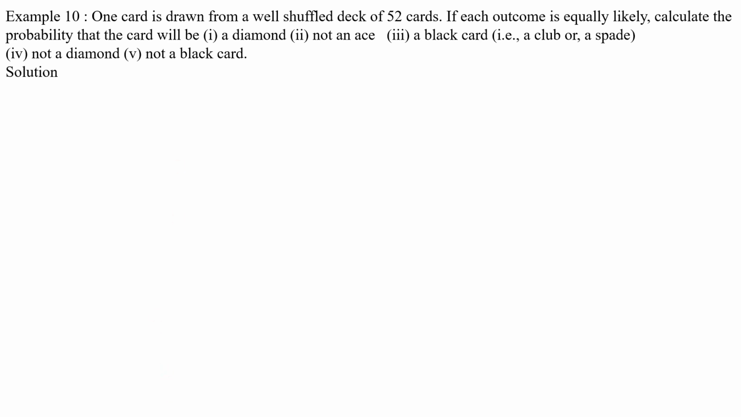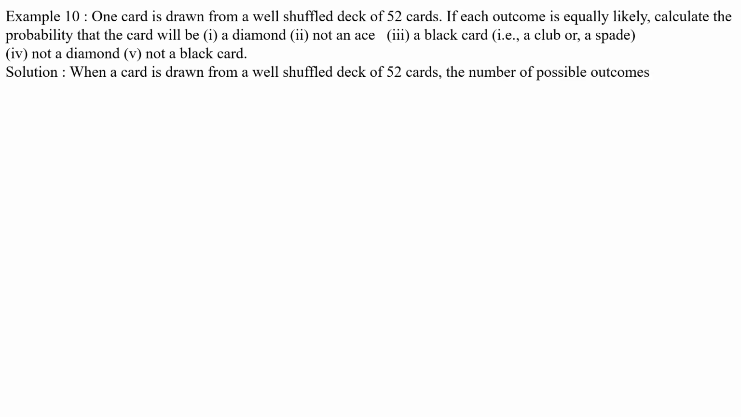Right. Now come to the solution part. When a card is drawn from a well-shuffled deck of 52 cards, the number of possible outcomes is 52. Understood this step, my children? How many cards are there in the deck? 52 cards are there. So how many cards are drawn? Only one card is drawn. So the number of possible outcomes is 52. This is nothing but n of S, the number of sample points in the sample space. Okay, my children, understood this step?